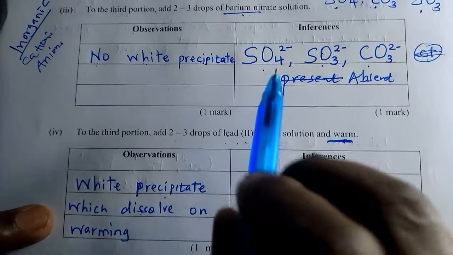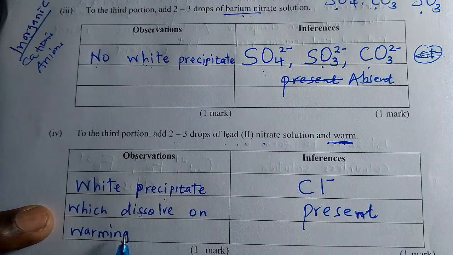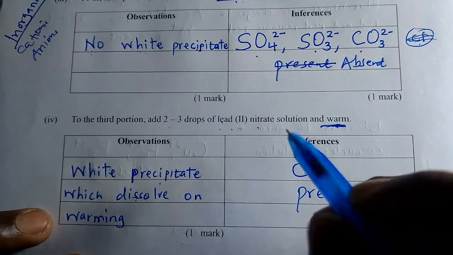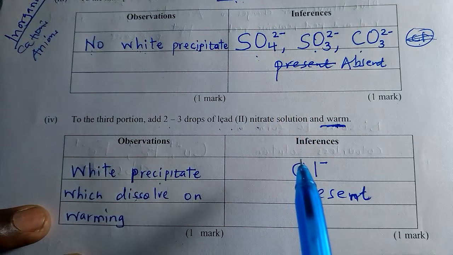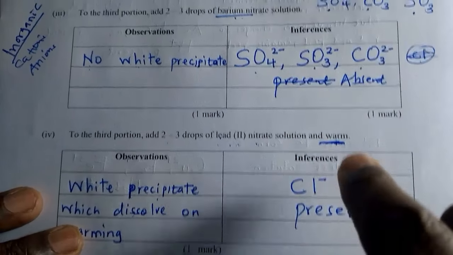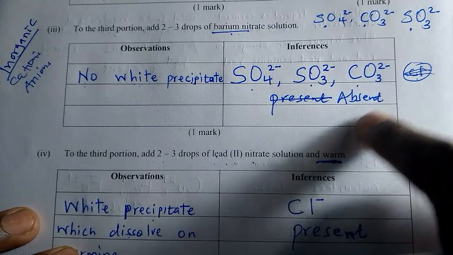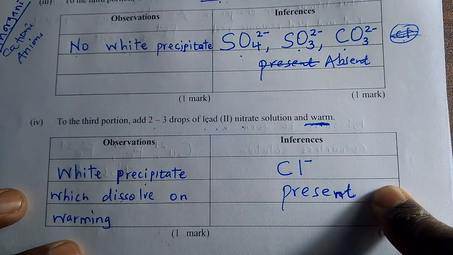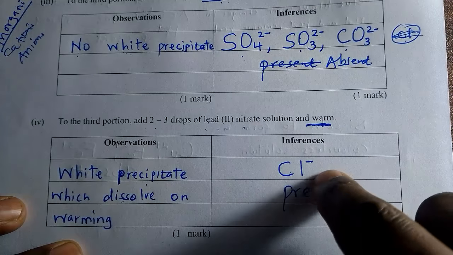This one, if they were present, they cannot dissolve to form a colorless solution. Now, you could say, why didn't I include the sulfate and the carbonate? Why will I include it here, yet from the first one I've said it is absent? So if it is absent, where is it coming from in the next one? It will not be there. So it is not coming here because it is absent. So it is this one which is present.